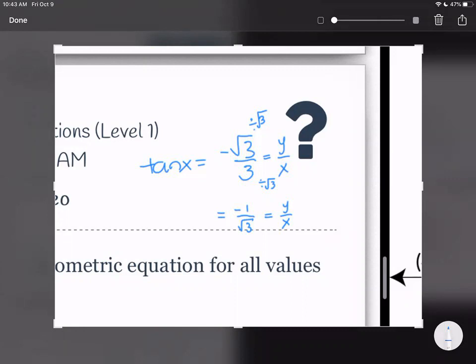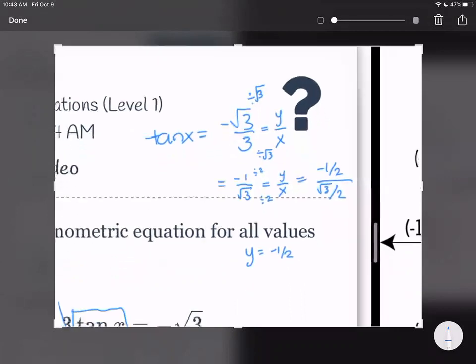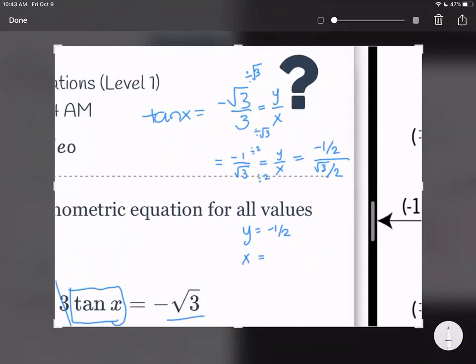I still don't see these numbers on the unit circle, but the numbers on the unit circle are all divided by 2, so I'm just going to divide both the top and bottom by 2. And then I'll get negative 1 over 2 on the top and radical 3 over 2 on the bottom. So this tells us that our y can be negative 1/2 and that our x can be radical 3 over 2.